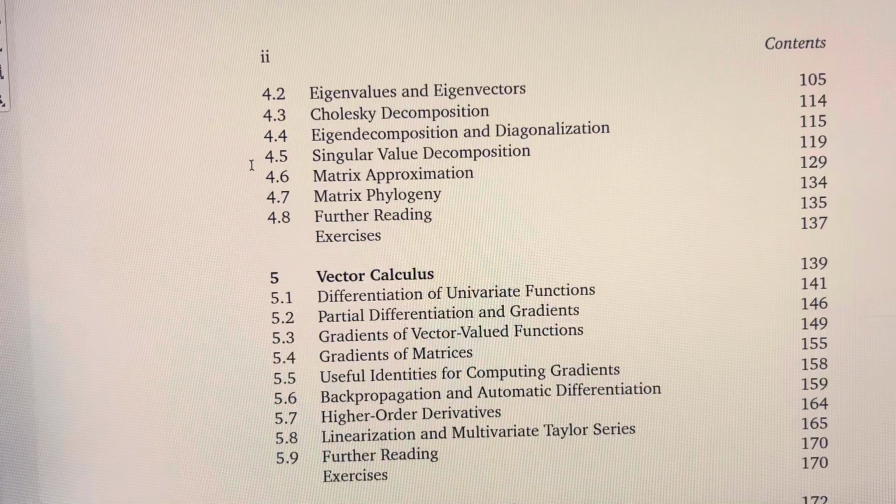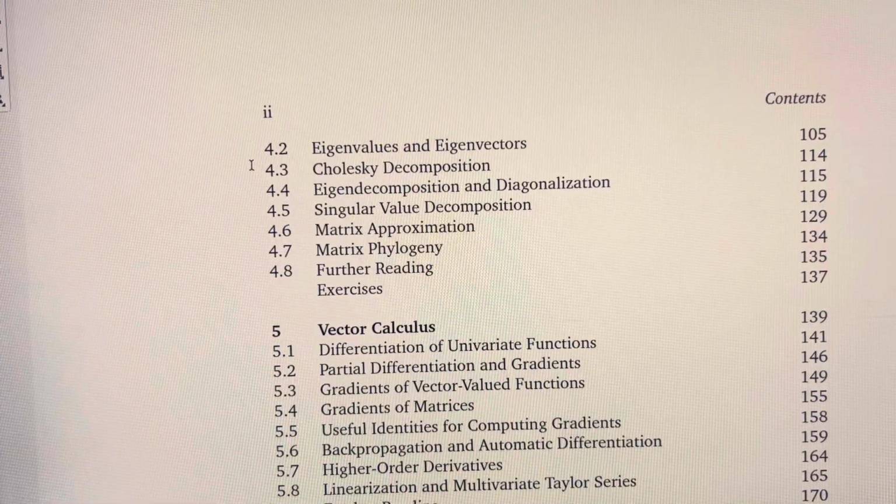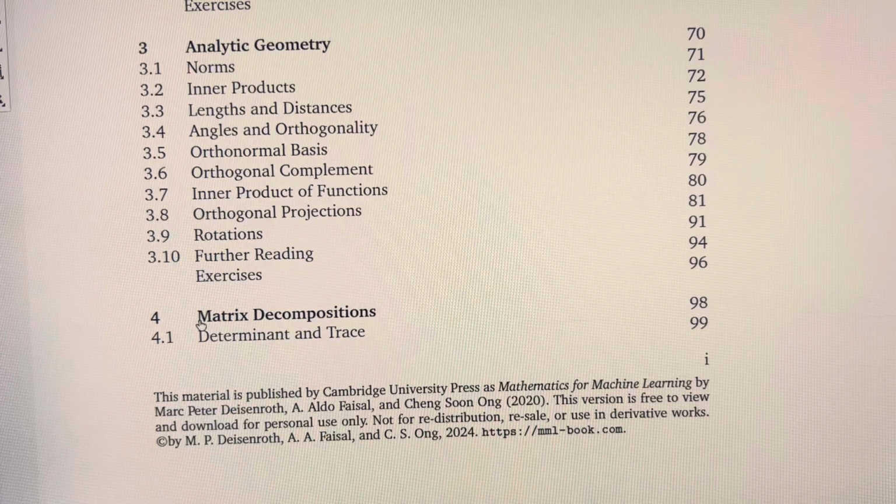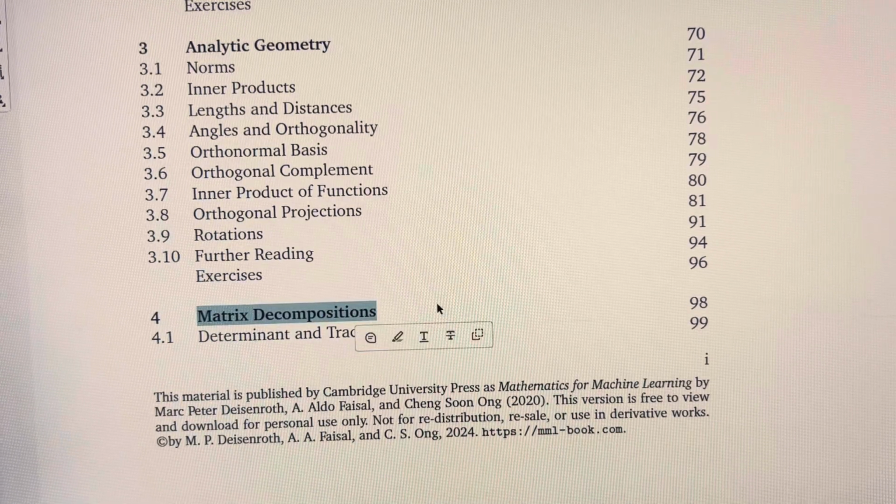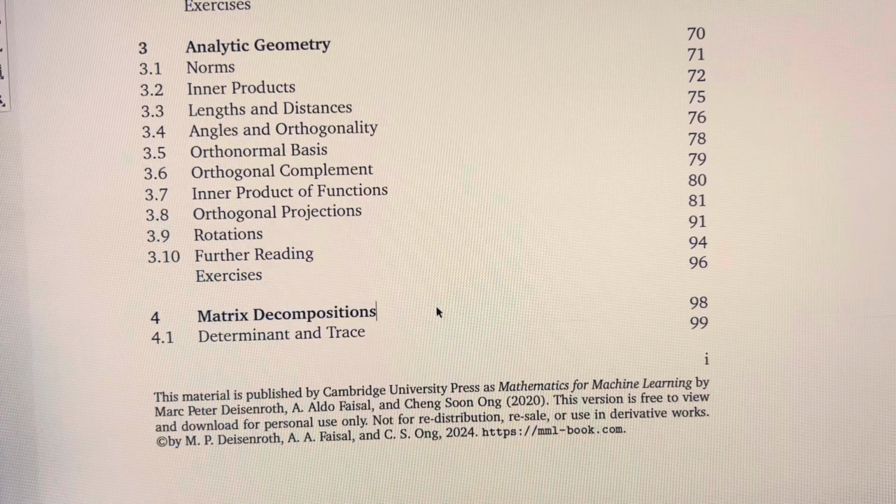Chapter 4, let me scroll up, is on matrix decompositions. This is again very important. All over machine learning we are going to be using a lot of these matrix decompositions, and then determinants and trace. Hopefully you've done this in your school level a little bit, but we'll also review it here. The book has good materials. So let me scroll down.